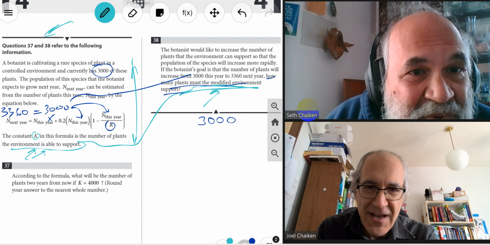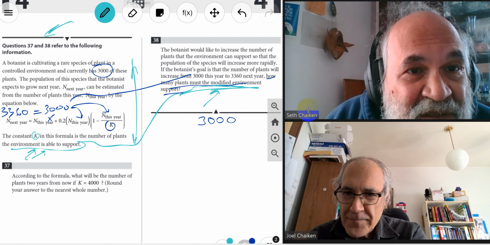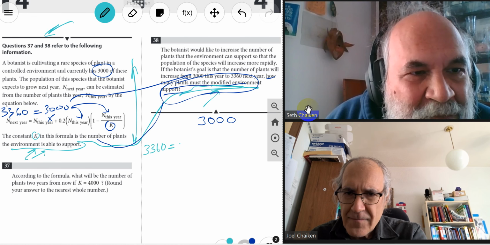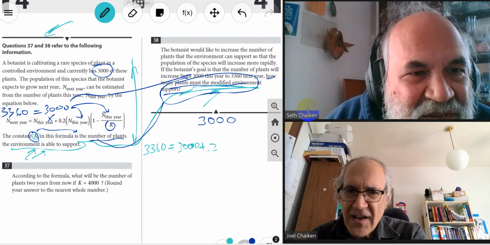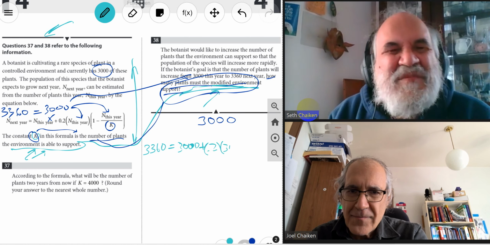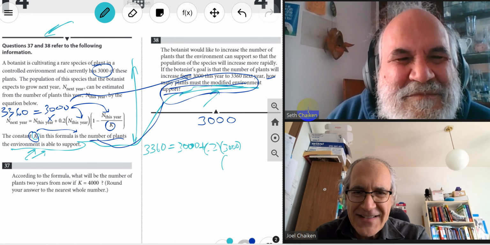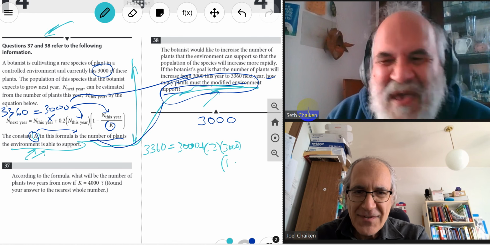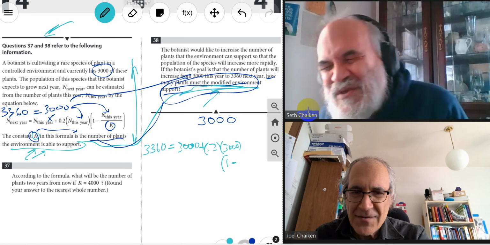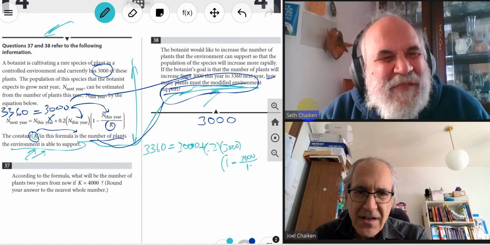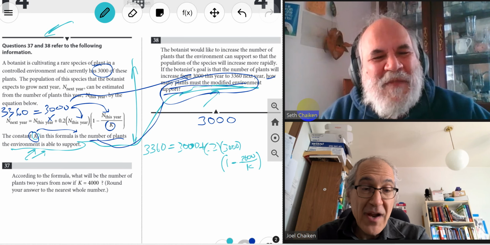So the number of plants that the environment supports, they tell you that in the formula, K is the number of plants that the environment supports. And that's what they're asking for. But someone has to pay attention to that. So you must pay attention to what the problem says. Well, I certainly didn't. So I paid my price.